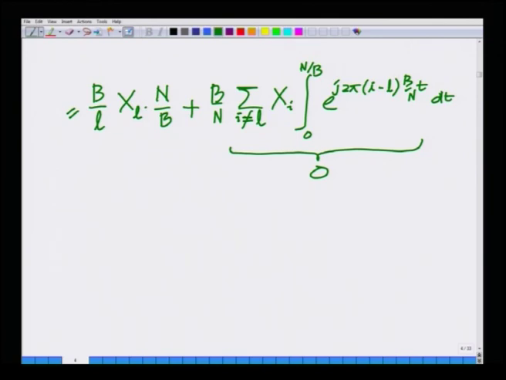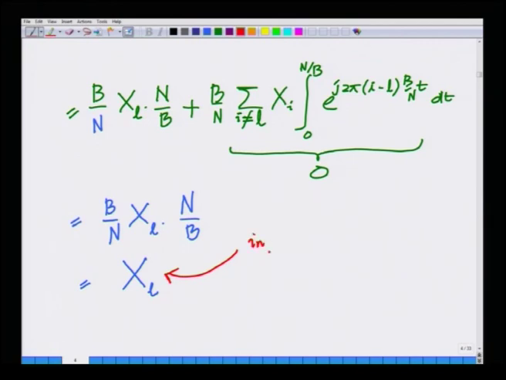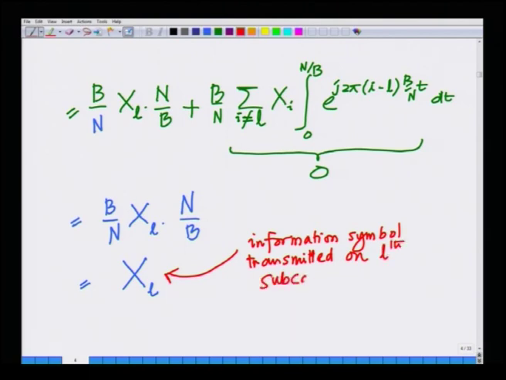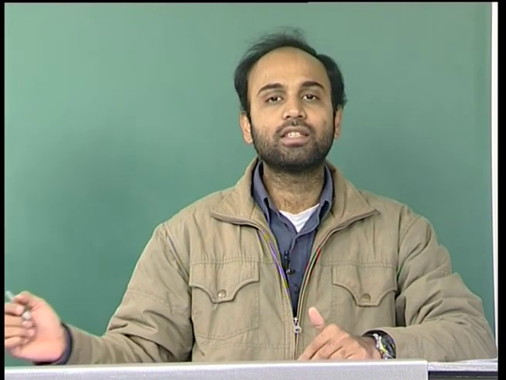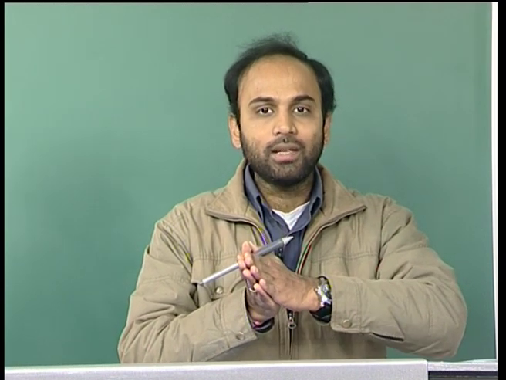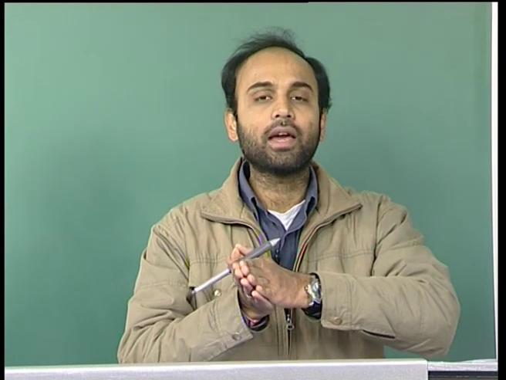So, we are integrating over the fundamental period, so all this goes to 0. Now what we have here, I am sorry, this has to be b over n. This is b over n x_L into n by b, which is nothing but x_L, which is the information symbol transmitted on the Lth subcarrier. So, what I have done at the receiver is, out of this composite signal, I am demodulating it coherently with the Lth subcarrier so as to recover the information symbol.